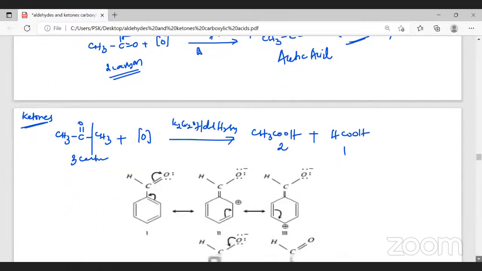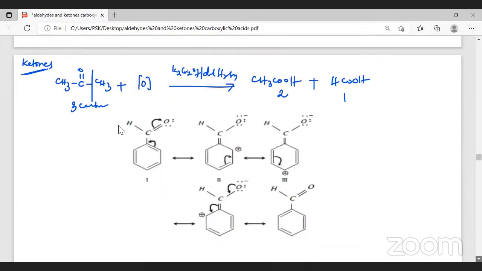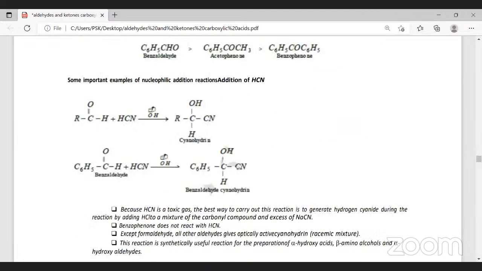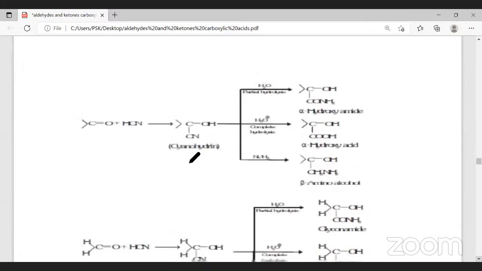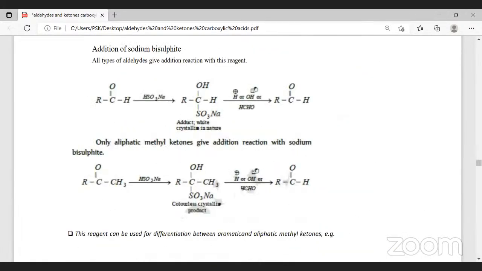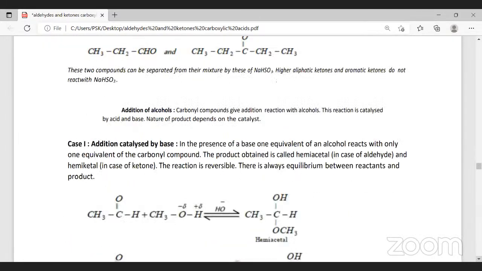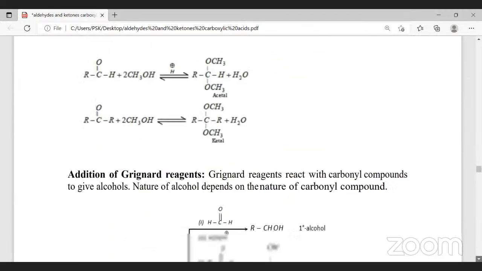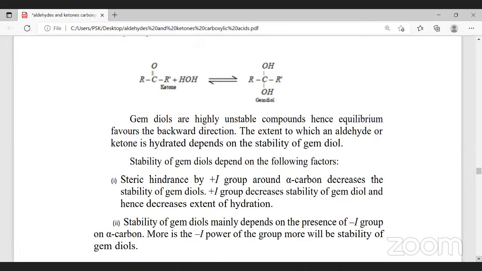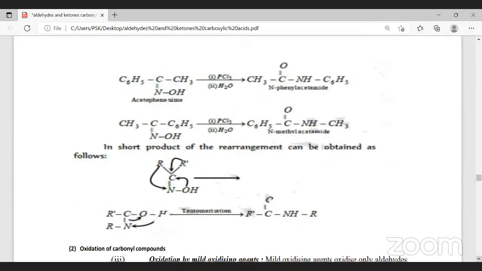All these reactions with nucleophilic addition reaction, we've learned. Hydrogen cyanide mechanism I taught you in the previous class. These are the reaction products, different reactions. Sodium bisulfite I taught you, and this reaction will not take place with acetophenone, I told you, because of steric hindrance. All that we have learned. Acid catalyzed reactions, all these reactions we have learned. Grignard reagent, I told you, primary, secondary, tertiary alcohols are formed. All this has been taught.